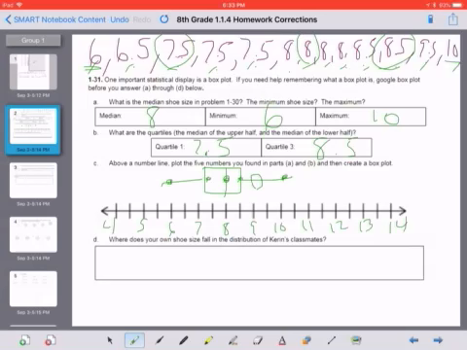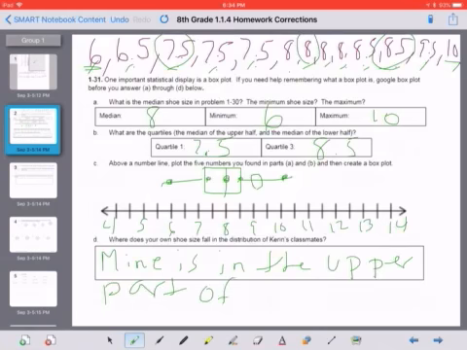wasn't listed. So this sentence should be about you and your own shoe size. Don't just list your shoe size. Tell me where in the box and whisker plot it falls. So I would say mine is in the upper part of the data.